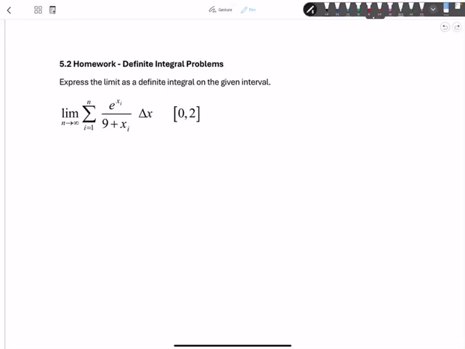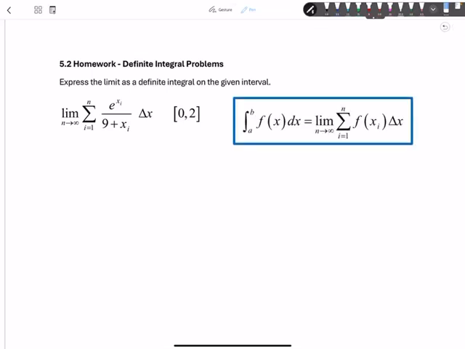All right, let's quickly take a look at some more problems in the definite integral problem set. The next example says, express the limit as a definite integral on the given interval. We have the limit as n goes to infinity of the sum, i going from 1 to n, of e raised to the power x sub i divided by 9 plus x sub i times delta x on the interval 0 to 2. Well, let's quickly take a look at the definition for the integral.